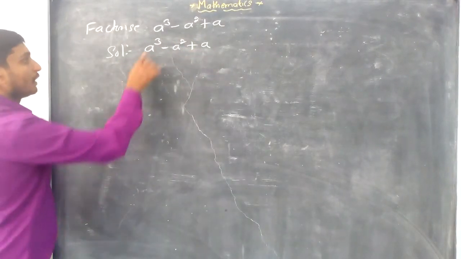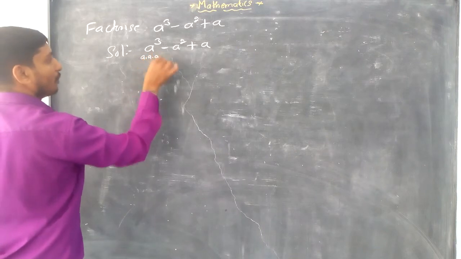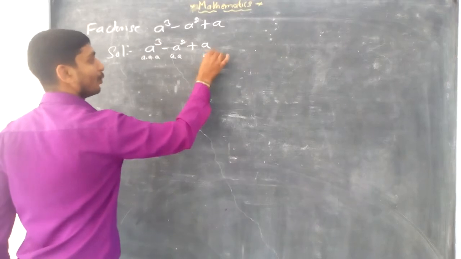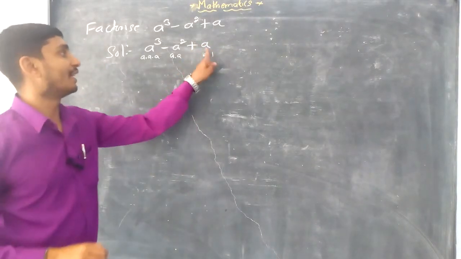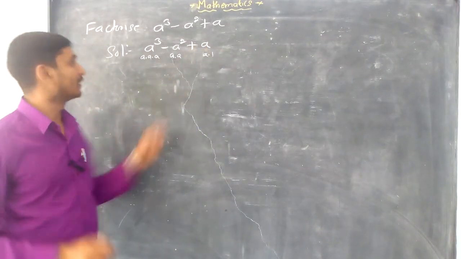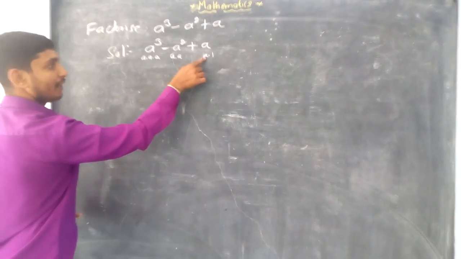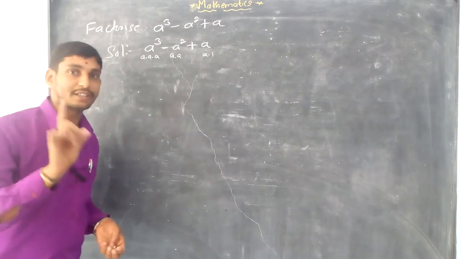Now a cube can be written as a into a square, a square can be written as a into a, and a can be written as a into 1, because a into 1 is a only. Is it right? Yes. Now here you can see here also a is there, here also 1a is there. But interesting thing is, don't take 2 a's.